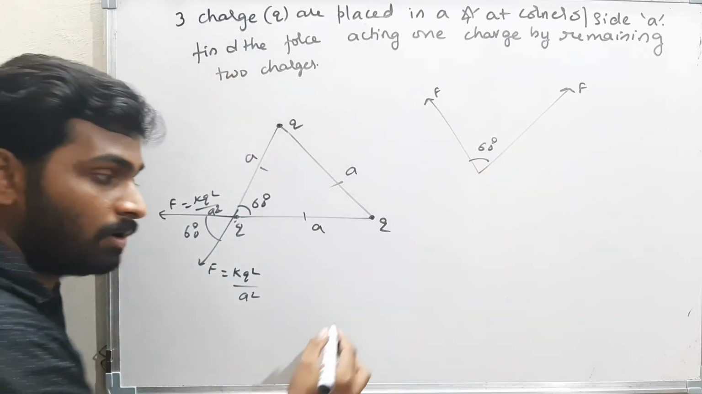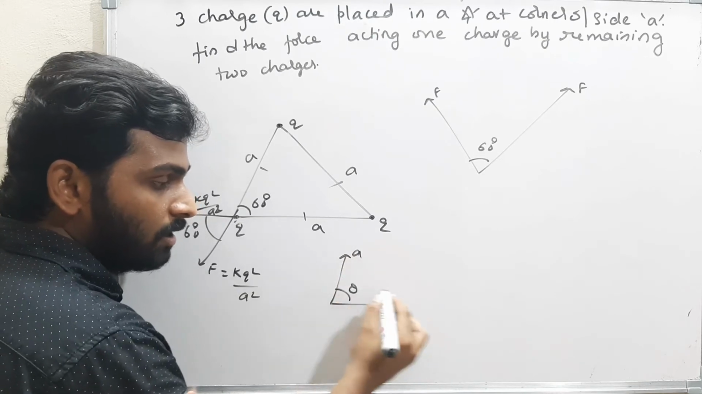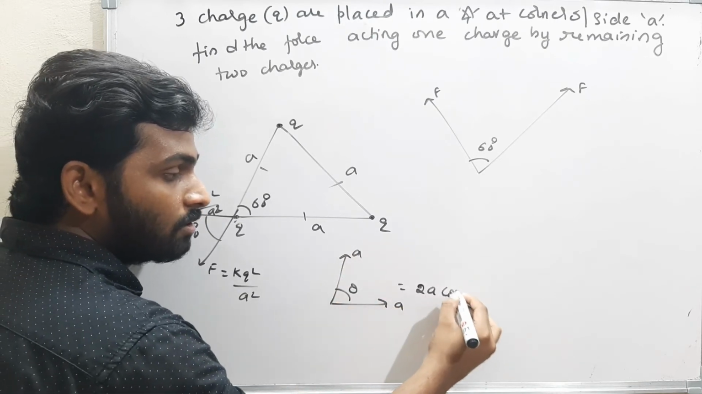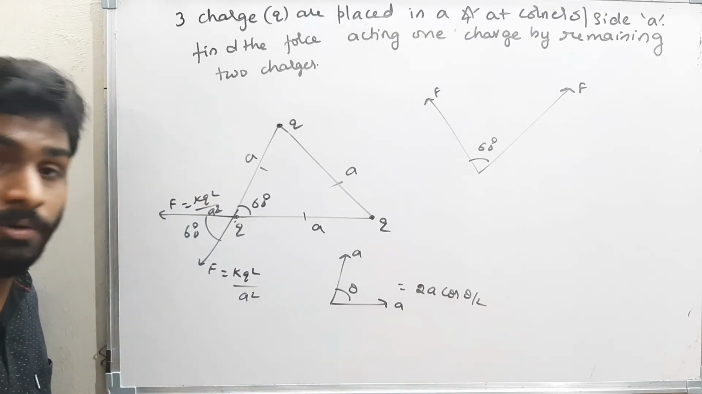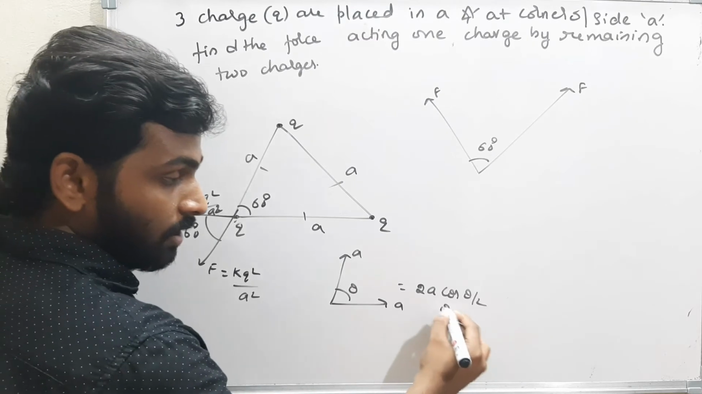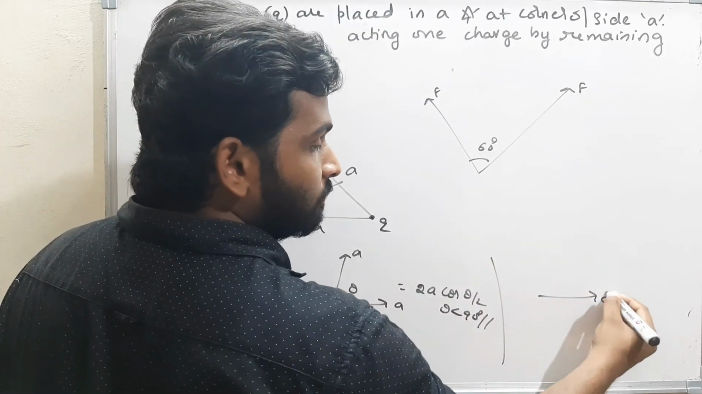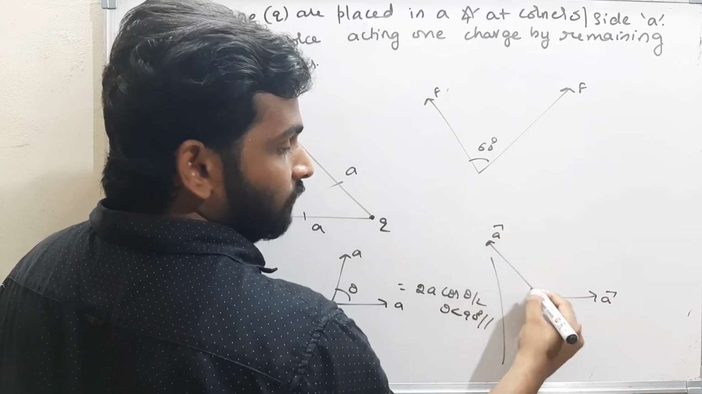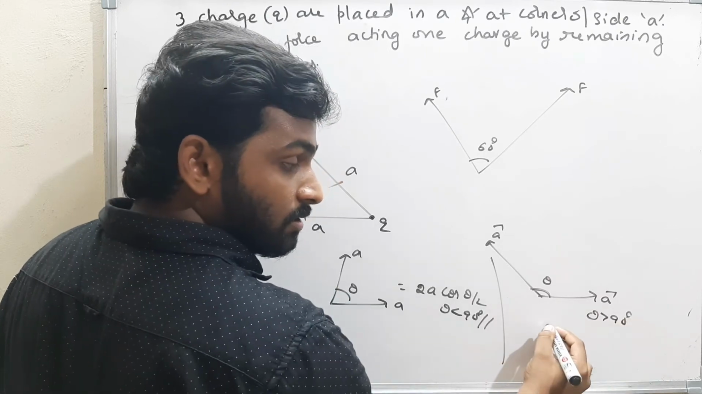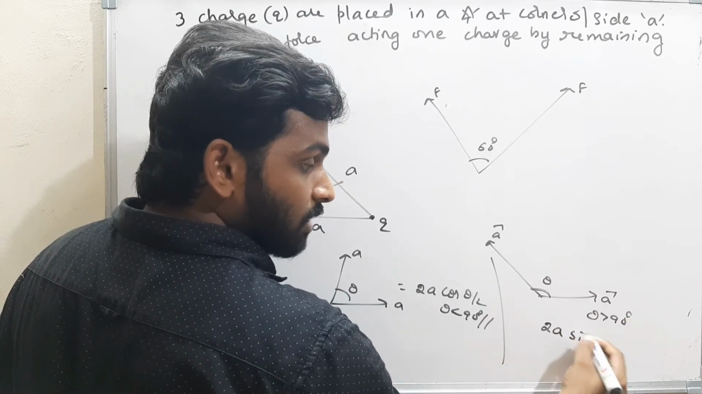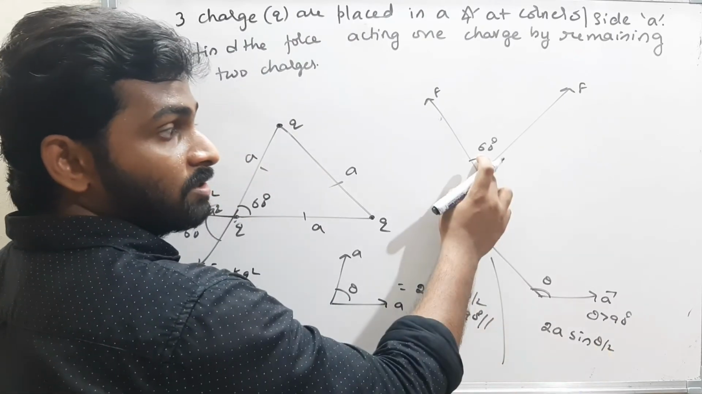Now, always remember, if two equal vectors A and A are making some angle theta, the resultant is 2A cos theta by 2. Please remember that. 2A cos theta by 2, if theta is less than 90 degrees. If by chance theta is greater than 90, that means this is A bar and this is A bar, and this is the theta, then the resultant is 2A sin theta by 2. If it is less than 90, cos; if it is greater than 90, it is sin. Now this 60 means less than 90.